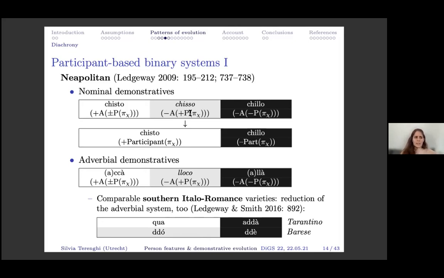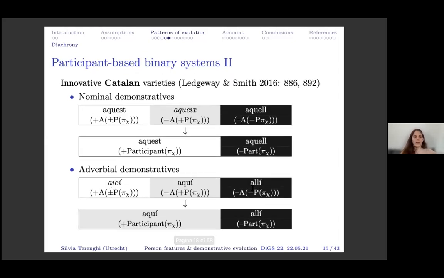So in Neapolitan, as you see, the nominal domain evolves into a participant-based one, a binary one. While in the adverbial domain we have somewhat more stability, in other Southern Italo-Romance varieties, instead, we see a reduction such as the one that we've seen before, or the one that we've seen in the nominal demonstrative system in Neapolitan. And again, we can see the mismatch in morphology. So if we compare, Tarantino has qua, whereas Varese has do, so two different forms. And in Catalan, again, the reduction to a participant-based binary system is attested throughout the system. But here we do have a mismatch across the two domains, as the one that we saw for Occitan.